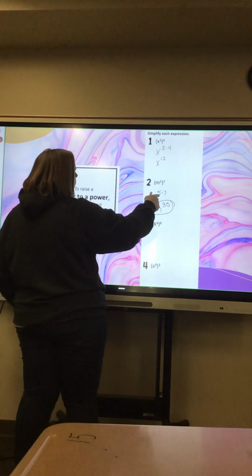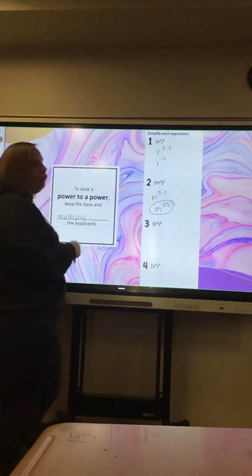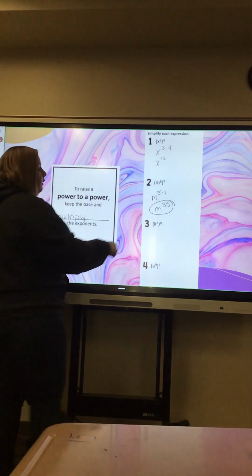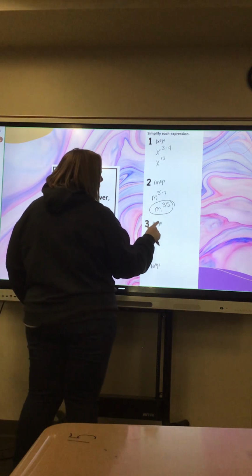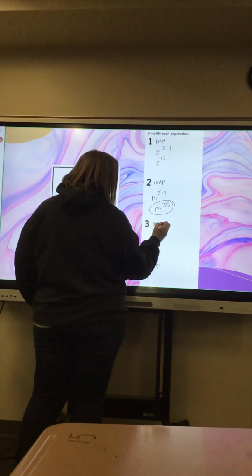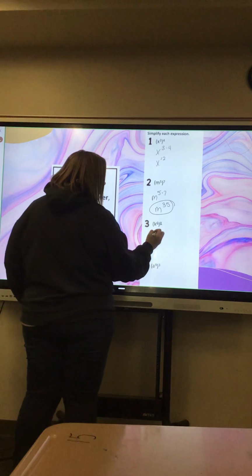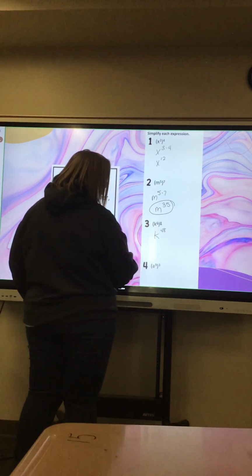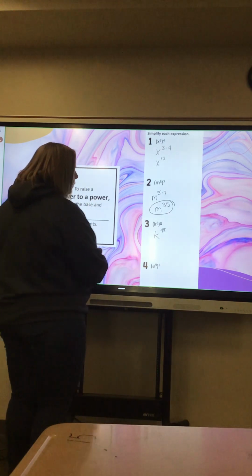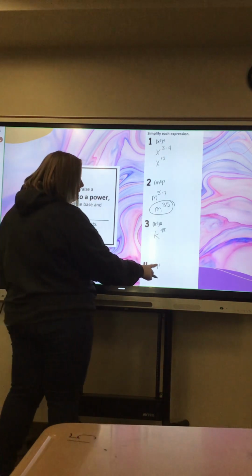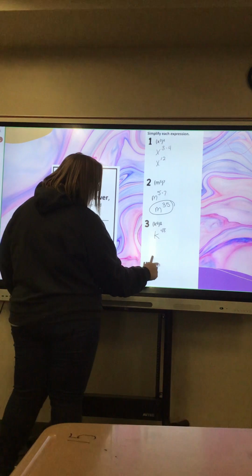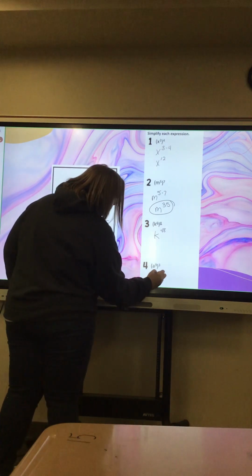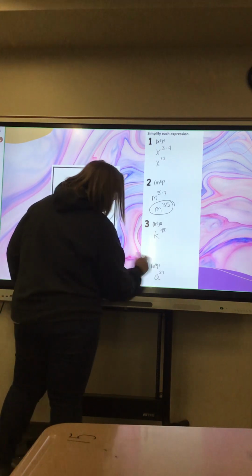Now, we don't have to do this step. We can just multiply right away. So k to the 6th to the 8th, we're going to multiply our exponents, 6 times 8. So that gives me k to the 48. And then number 4, same thing, a to the 9th to the 3rd, we're multiplying those exponents. So a to the 27th.